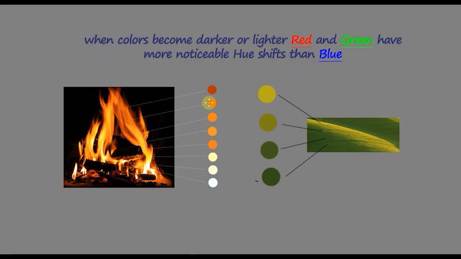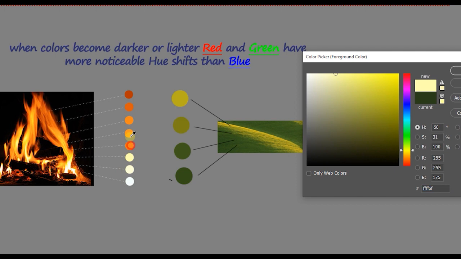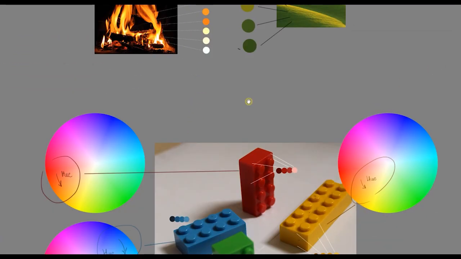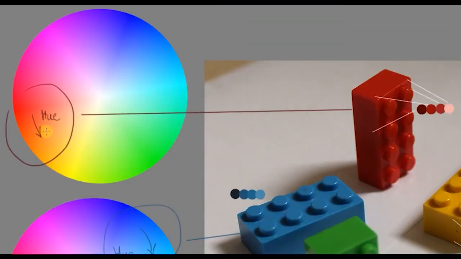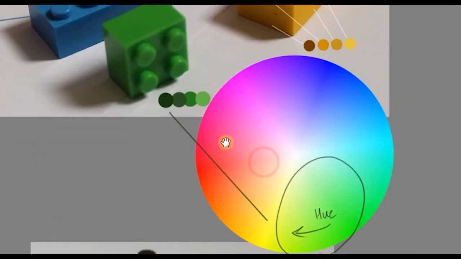Another important note is that when colors become darker or lighter, red and green have a more noticeable hue shift than blue. Look at this. If I take samples, it's very obvious that the hue has shifted from here to here. Or for green, it's very obvious that it has changed from here to here. For red, it's very obvious. Also for green, it's very obvious that hue changed toward yellow.